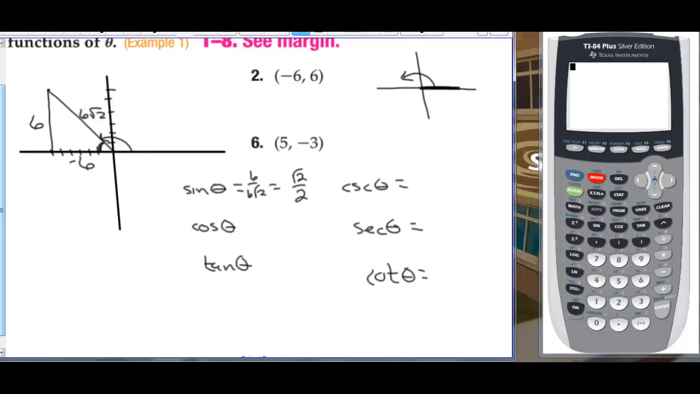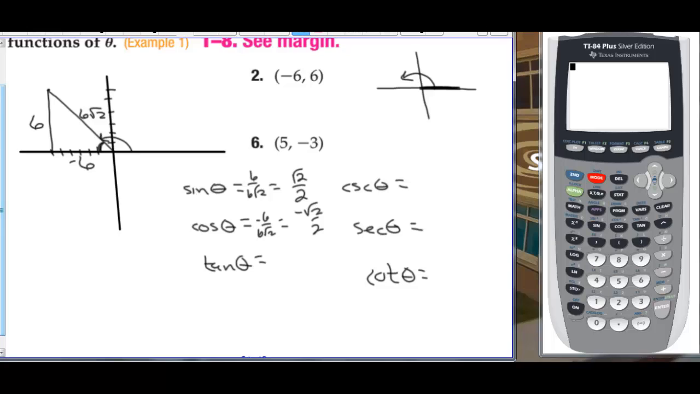Cosine is adjacent over hypotenuse, but now, because we're on the xy axes, we have negatives. Not everything is positive. So we have negative 6 over 6 square root of 2, which is negative square root of 2 over 2. That's why the sine of 45 degrees is square root of 2 over 2, no matter what the length of the triangle is. It can be anything. It's going to work out.